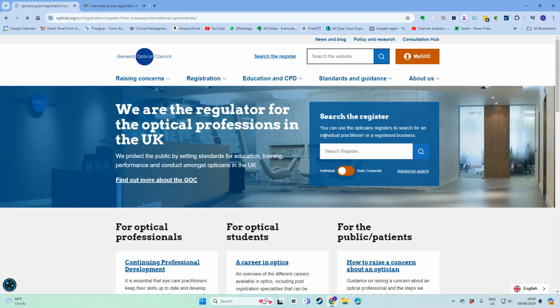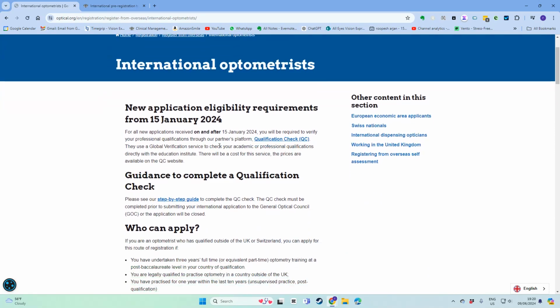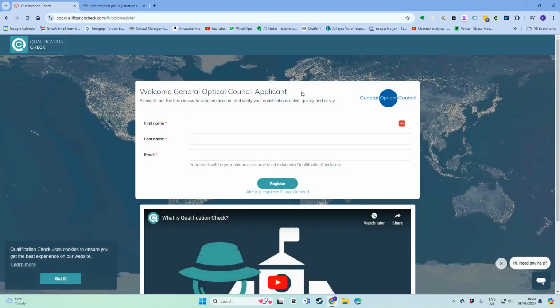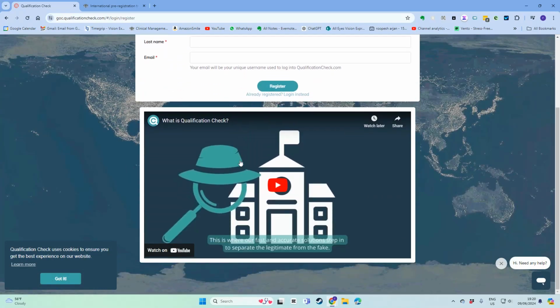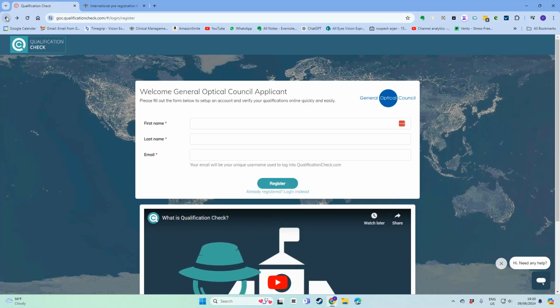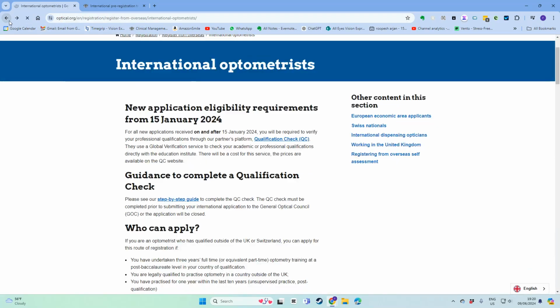So you click the international optometrists, and there are eligibility requirements. So you need to check whether you meet the requirements or not, and you have to complete the qualifications check. If you don't pass the qualification check, then you're not getting in.